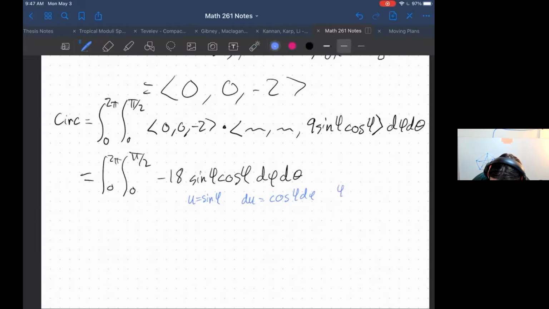Okay, so when phi is equal to pi over 2, u is equal to 1, right? Because that's sine of pi over 2. And when phi is equal to 0, u is equal to 0.